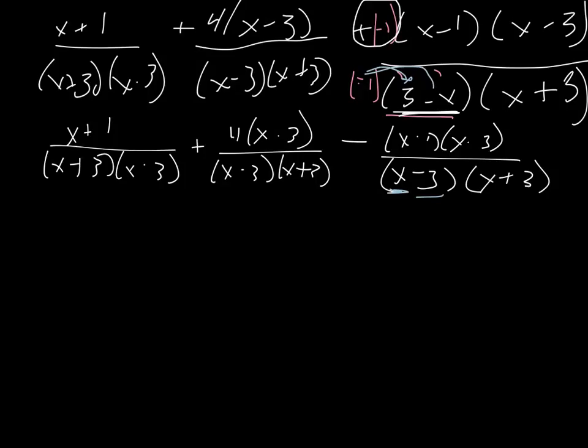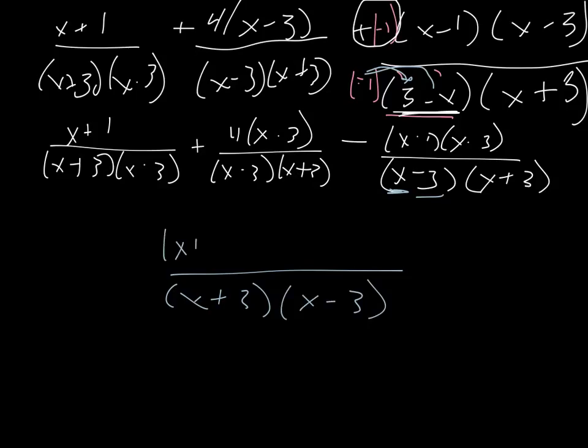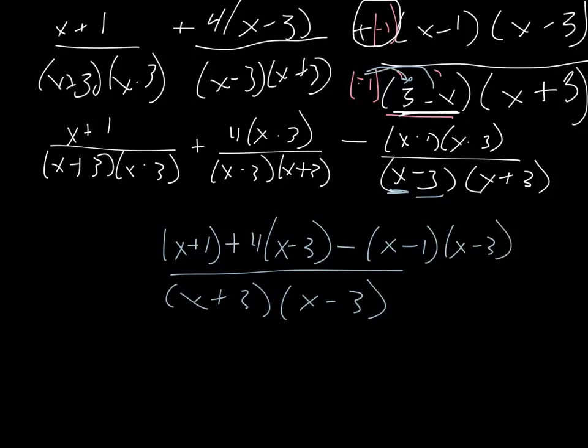Okay, so now I have a lowest common denominator. I can write it down. So it'll be x plus 3, x minus 3. And then on the top I have x plus 1 plus 4 times x minus 3, minus x minus 1, x minus 3. Okay, all looking good. Now I just have to simplify the top stuff.